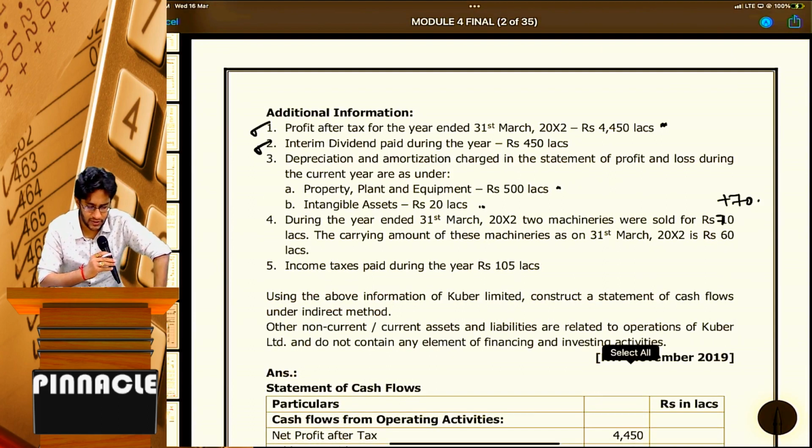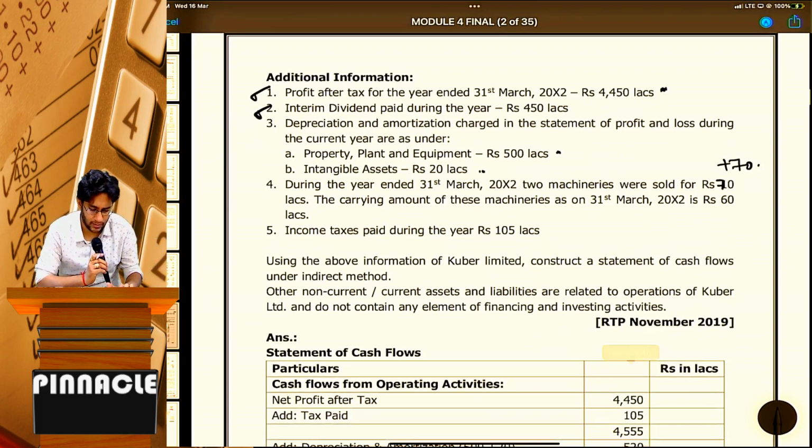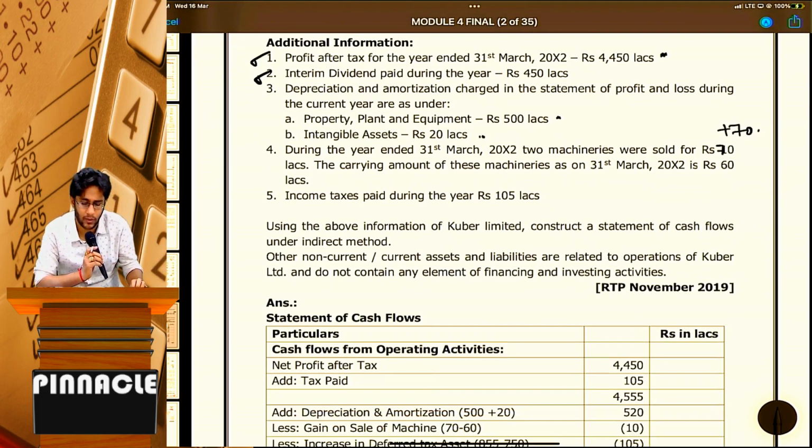And the carrying amount of these machineries as on 31st March 2002 is 60. So during the year he sold them for a profit of 10 lakhs. A profit in P&L will be there. You have to eliminate that. Next, income taxes paid during the year is 105 lakhs. That is the actual tax paid. Using the above information of Kuber Limited, construct a statement of cash flows under the indirect method.